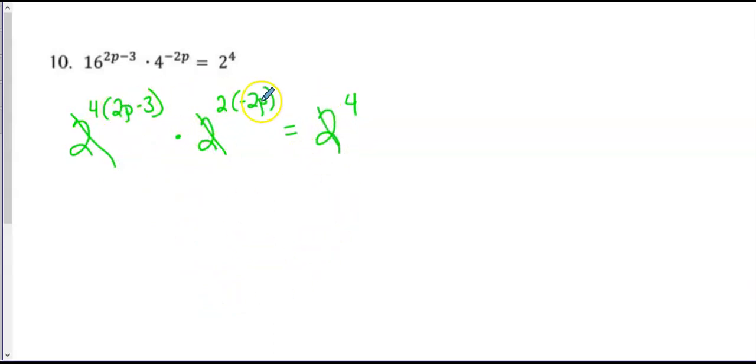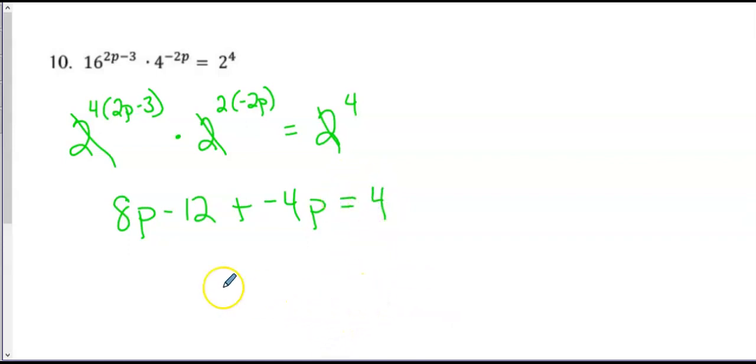I'm going to be adding these 2, so I can write that as 8p minus 12 plus negative 4p, and then that equals 4. So let's see, I'm going to combine the 8p and the negative 4p.